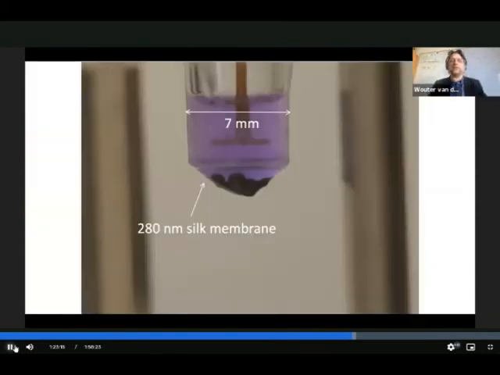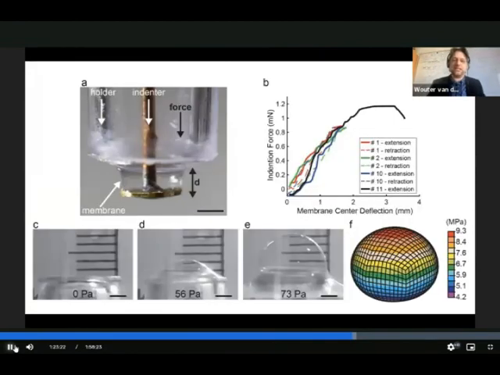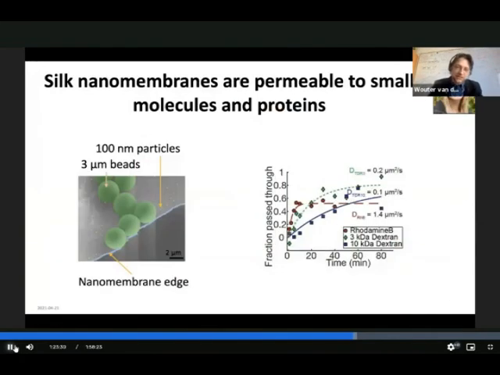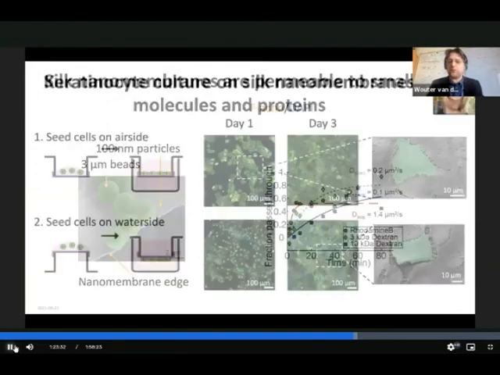Here you can see another image of how that looks. Here you see inside liquid, we have a lot of little steel balls, and how they bend this nanomembrane but it stays intact. You can actually measure the force that you can use, or you can blow it up as an actuator if you like. This is a beautiful image where you can see the silk film, how it looks from the side. I will move forward because I don't have time.